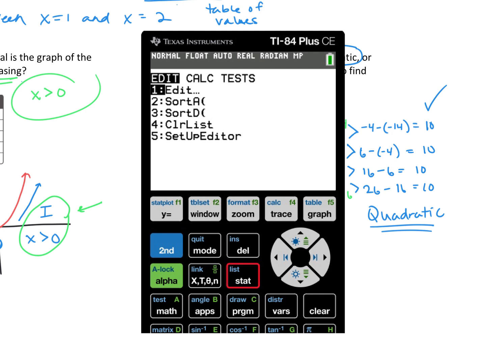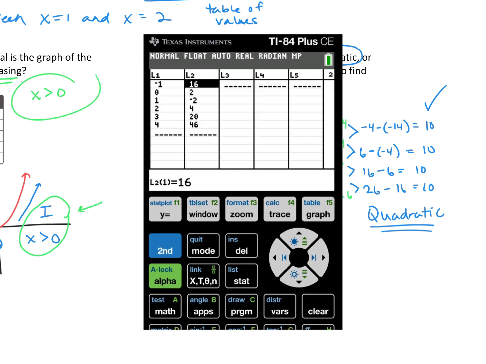All right, so here's our calculator. First thing we're going to do is hit the stat button, and then we want to stay in this edit menu. We're going to edit and type in our table of values into two lists, list 1 and list 2. So we're going to hit enter on edit. So here we are in our edit. We can see list 1, list 2. I've already gone in and typed in the x values in list 1 and the y values in list 2. You want to make sure that the ordered pairs are lined up horizontally with each other.